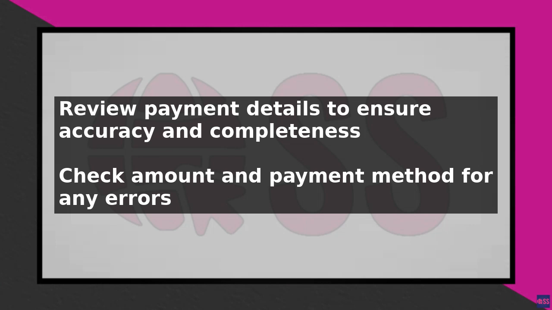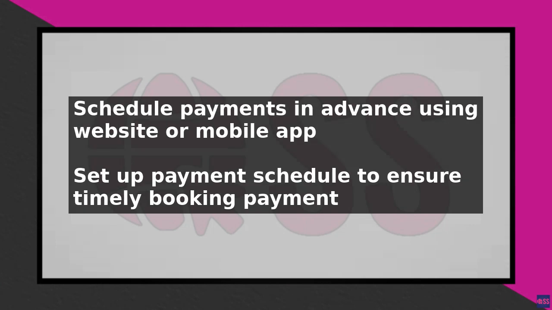To set up payment on Vrbo, you can also use the website or mobile app to schedule payments in advance. This can be useful if you need to make a payment at a later date, such as when the final payment is due. To schedule a payment, navigate to the booking and click on the Payment Schedule section. From here, you can select the payment method and schedule the payment for a future date.